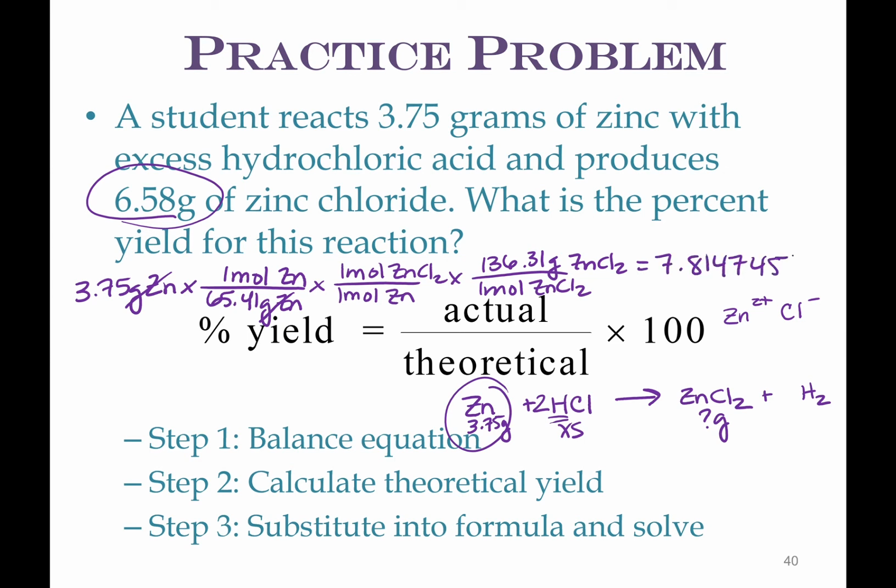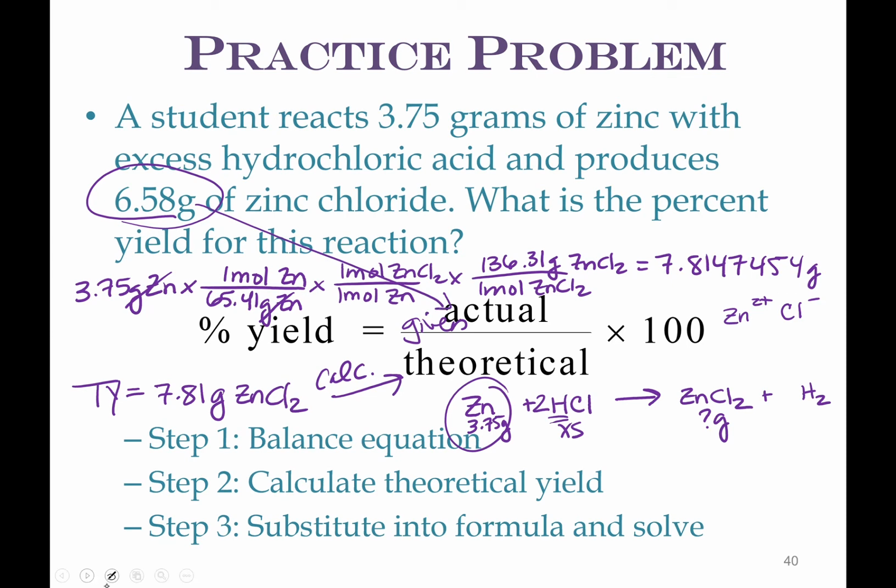7.814745 for something grams. So 3 significant figures. My theoretical yield is 7.81 grams of zinc chloride. So I now have the theoretical. I calculated this. This was given in the problem, and now I can calculate the percent yield.